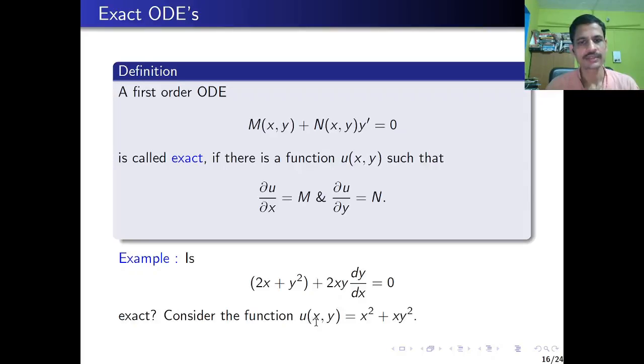So you can consider the function u(x,y) is equal to x square plus x y square by guessing, and then find the partial derivative of this function with respect to x. The partial derivative of u with respect to x is 2x plus y square, which is same as what is appearing here, and the partial derivative of u with respect to y is 0 here, and this will be 2 times xy, which is precisely what is appearing here. So we conclude that the given ODE is exact. Such ODEs we learn how to solve, how to get the solution.